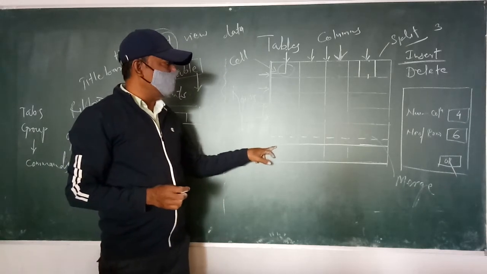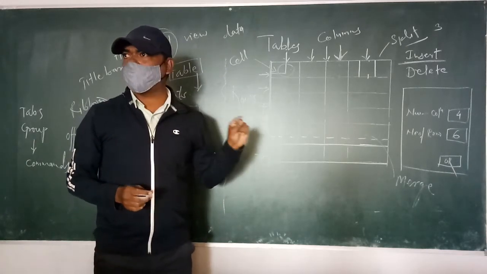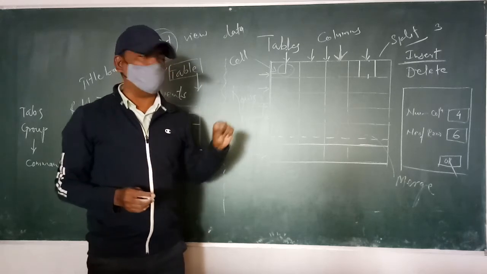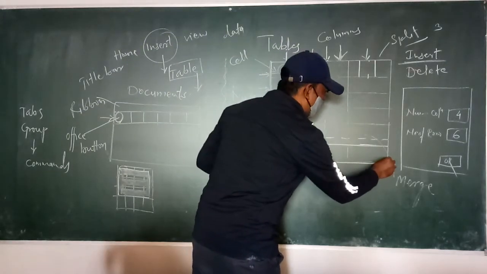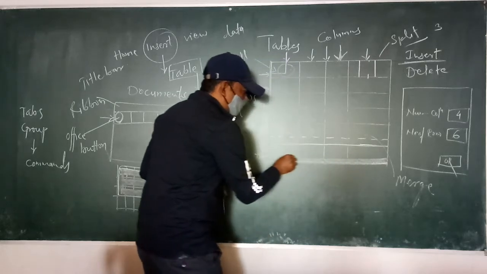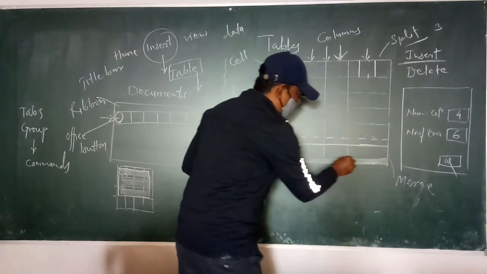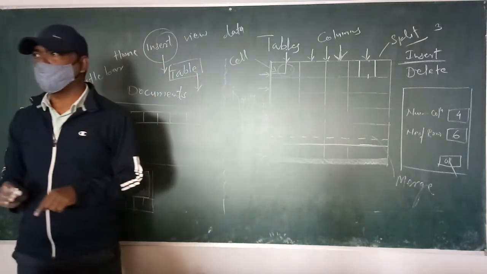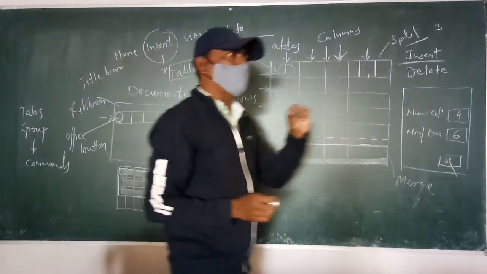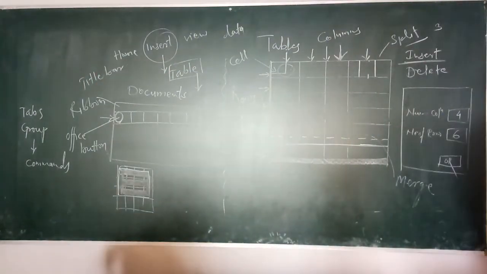Or you can increase the boldness of that line, the height of that line also. You can use these types of dark lines for your table borders. So the size of the border and the color of the border you can change by using the border and shading options.